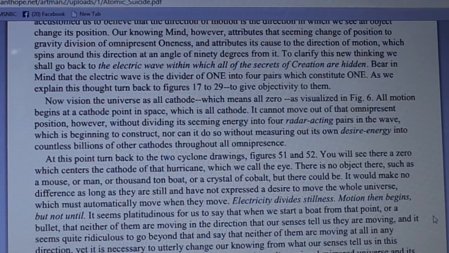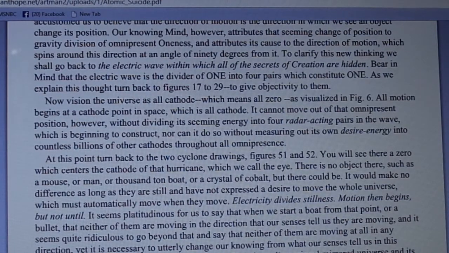You will see there a 0, which centers the cathoid of that hurricane, which we call the eye. There is no object there, such as a mouse, a man, or 1,000-ton boat, or a crystal of cobalt, but there could be. It would make no difference as long as they are still and have not expressed a desire to move the whole universe, which must automatically move when they move. Electricity divides stillness. Motion then begins, but not until.